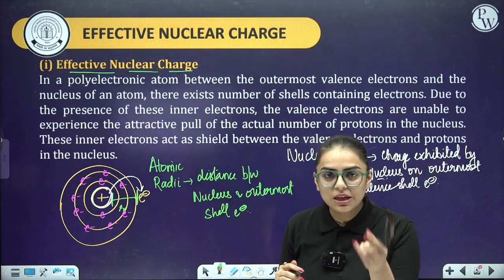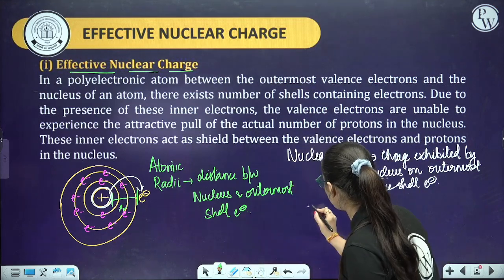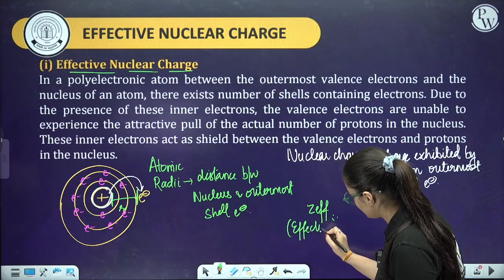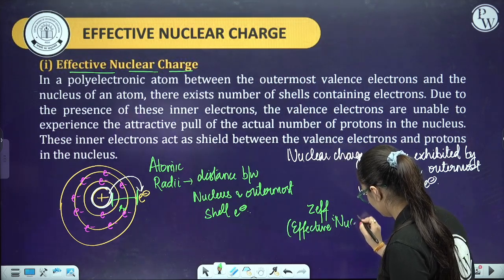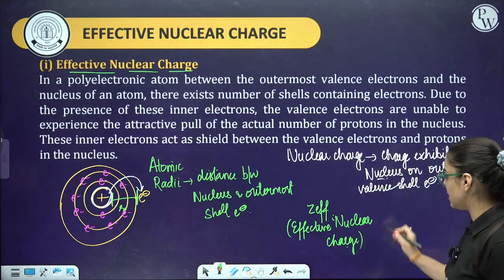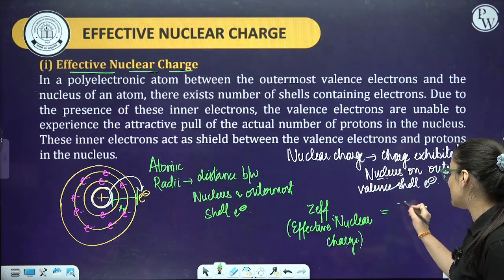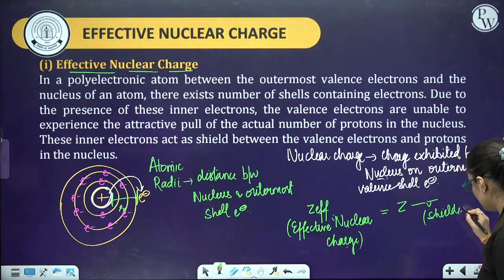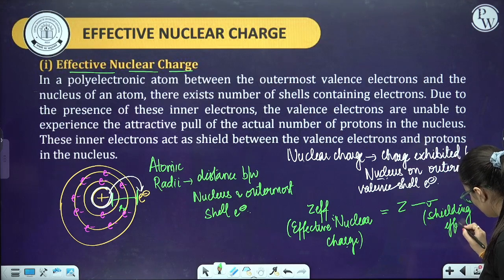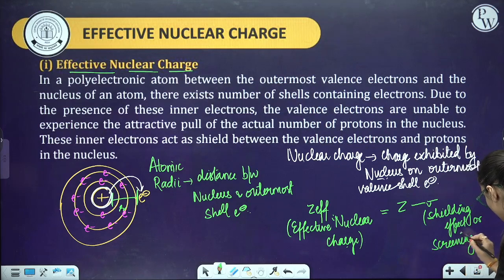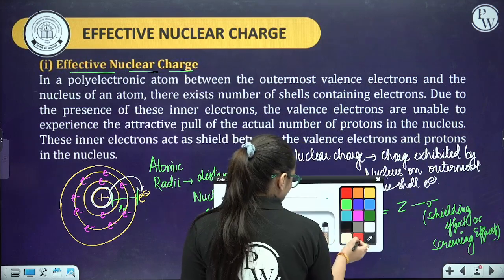It is kind of the same thing, but you have to understand that effective nuclear charge is basically Z effective, which is equivalent to Z minus sigma. Now, what is this sigma? This sigma is the shielding effect or screening effect. Let us understand this key concept that I have explained to you over here.